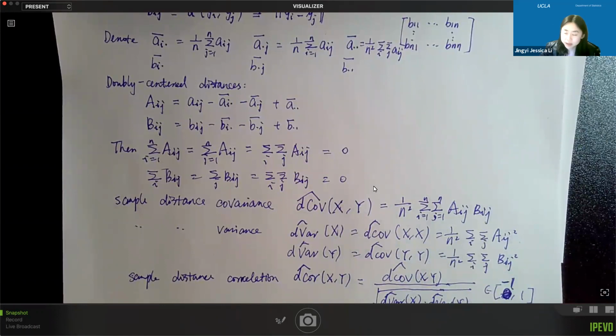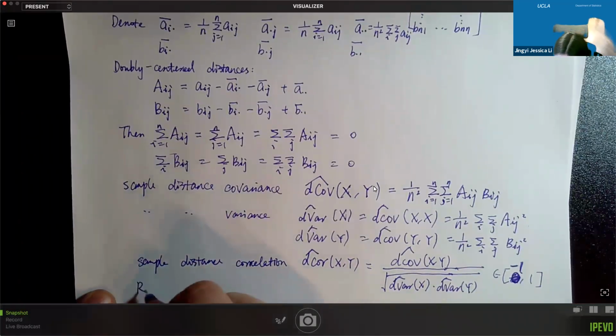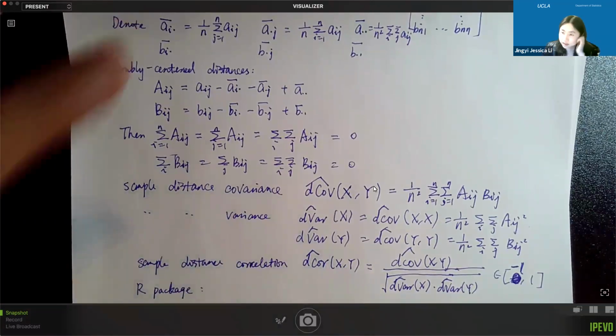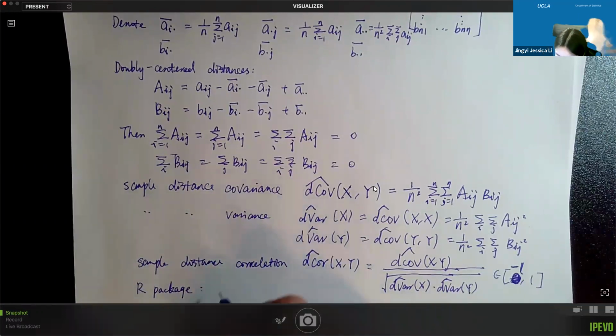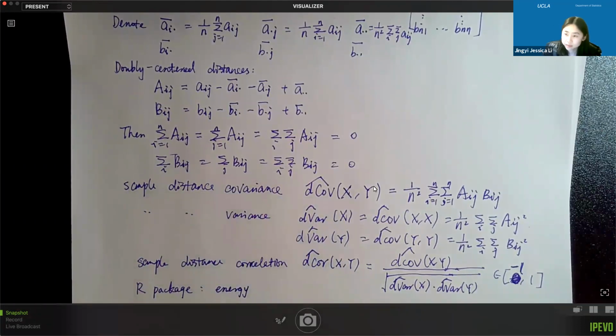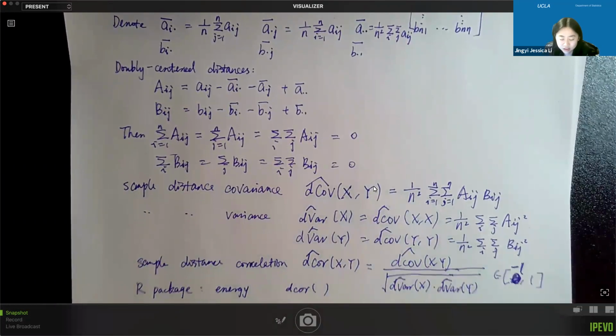So for the implementation of this distance correlation, the original authors have an R package for the set of statistics they defined based on a similar idea, and they call those energy statistics. You can check that out. It's the R package called energy, and the command for this calculation is dcor. I think in the notes there's a double r, which should be removed.